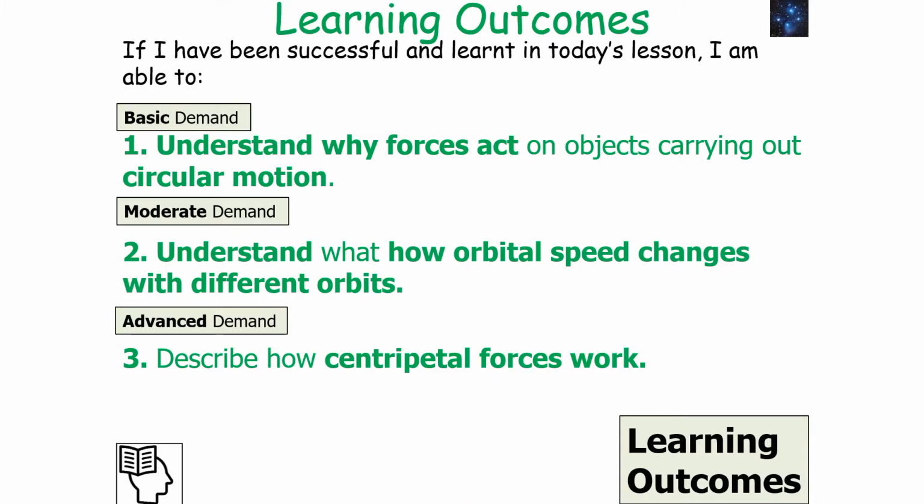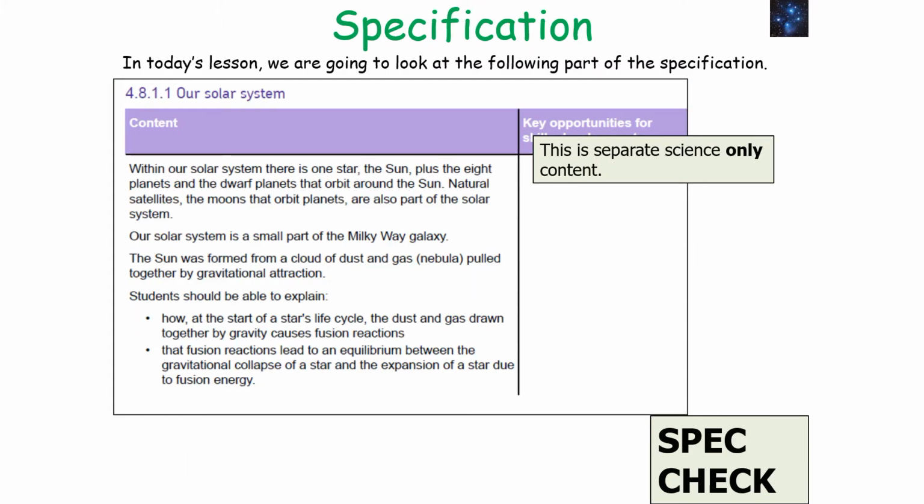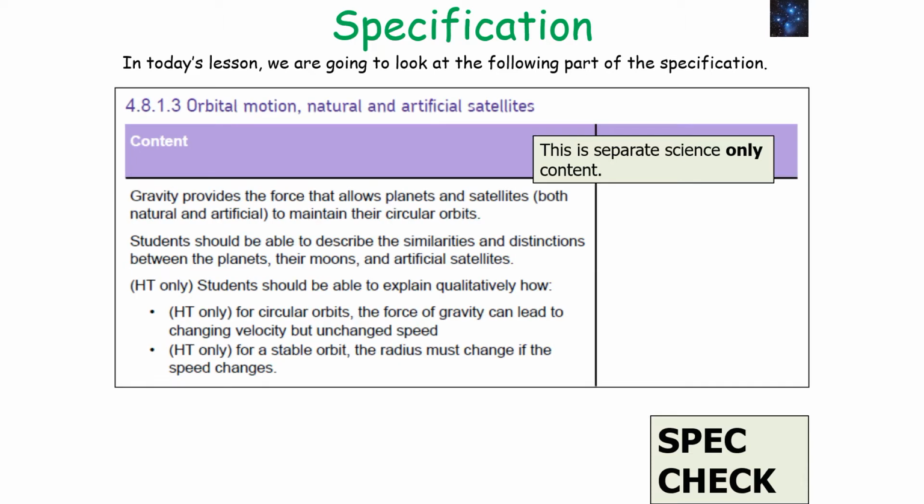If we've been successful and learnt in today's lesson, we should be able to understand why forces act on objects carrying out circular motion, understand how orbital speeds can change with different orbits, and finally describe how centripetal forces work. So we'll be looking at 4.8.1.1 our solar system and 4.8.1.3 orbital motion, natural and artificial satellites, which are both separate science only parts of the specification.